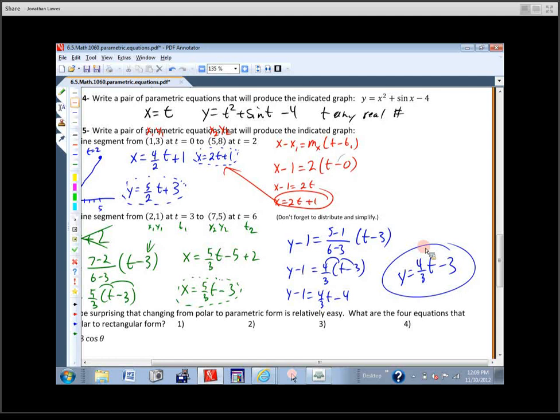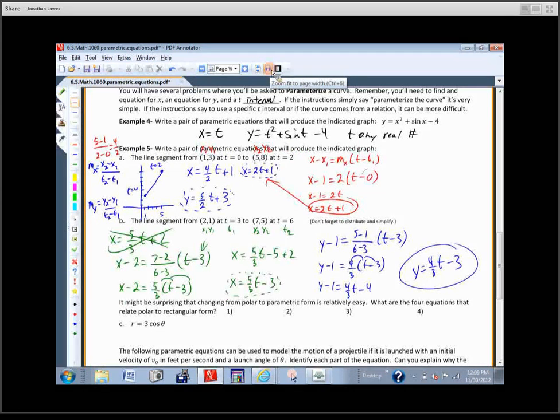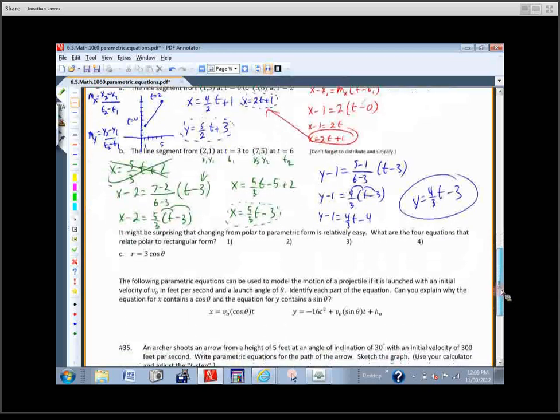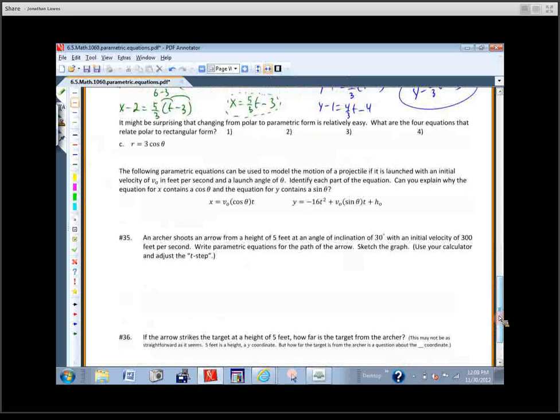Okay. Any questions? Okay, that one problem is the hardest problem on the assignment. So you might need to look at that example a couple times, get that figured out. You have some that ask us to change from polar to parametric.